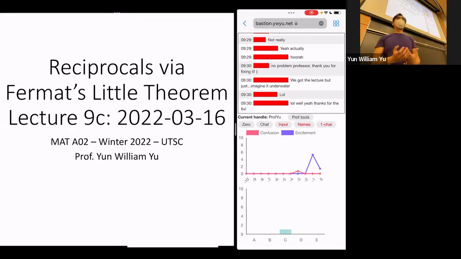Okay, so in this part of the lecture, we're going to start talking about reciprocals via Fermat's little theorem. Last time we ended sort of abruptly because of a fire alarm, and we didn't really finish up that part of the lecture. So I'm going to take some time and review the punchline of Fermat's little theorem, which we were talking about on Monday, as well as one application of it, which is another way of computing reciprocals.